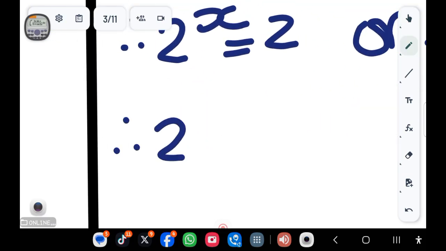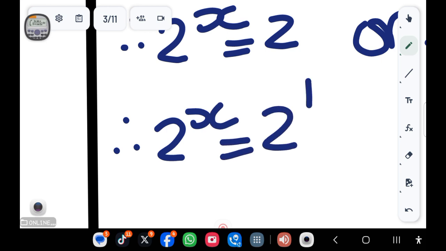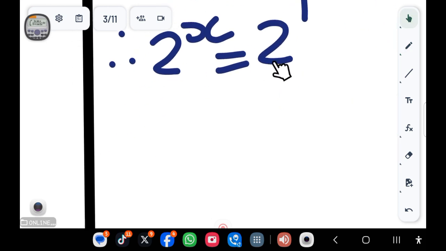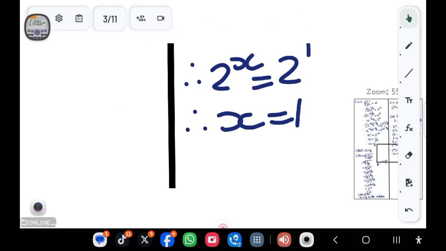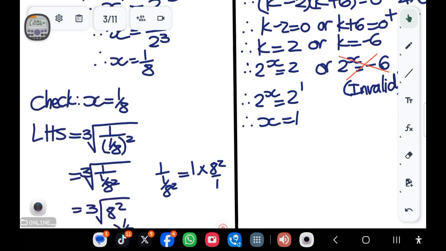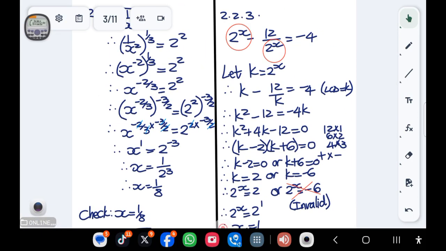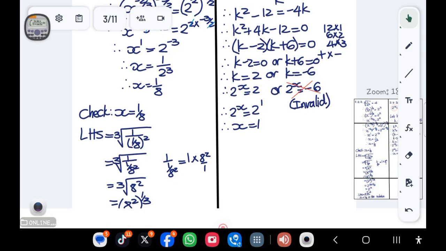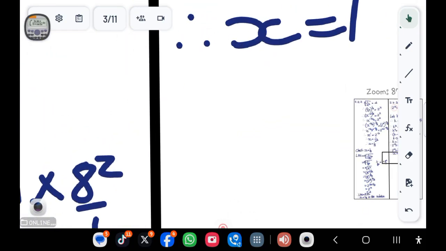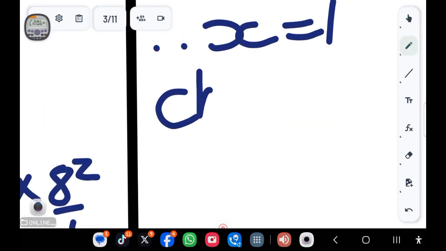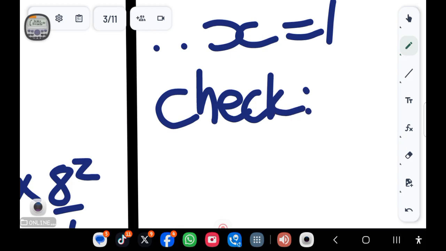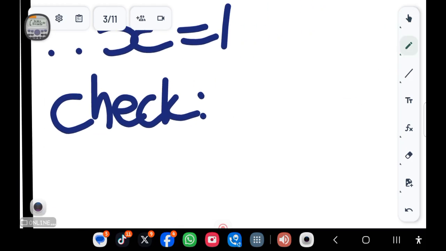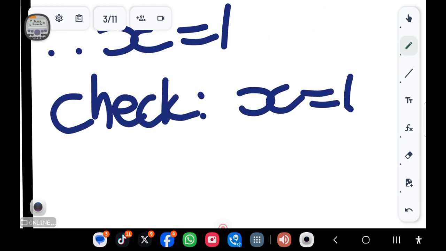Therefore, 2 to the power of x equals 2 to the power of 1, meaning that now you've got powers of the same base. All you do now is you equate the exponents. So this is the only solution that we move forward with. Okay, so that's the solution, but let's check. Always check, especially when you're dealing with exponents, because you can have a solution that is not part of the answer. Okay, we're checking x equals 1.